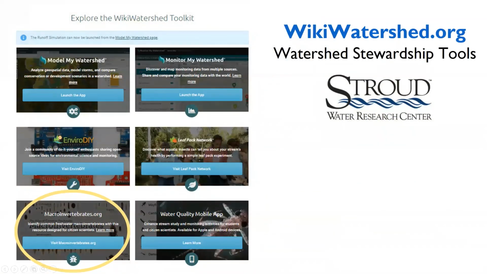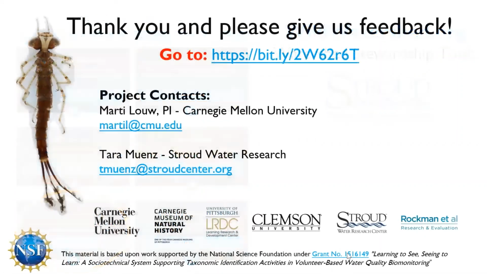And macroinvertebrates.org is now a part of what is called the Wiki Watershed Toolkit. This is hosted by the Stroud Water Research Center. And this is a website, a web toolkit designed to help citizens, conservation practitioners, municipal decision makers, researchers, educators, and students advance knowledge and stewardship of fresh water. So please visit this site to explore the other tools there.